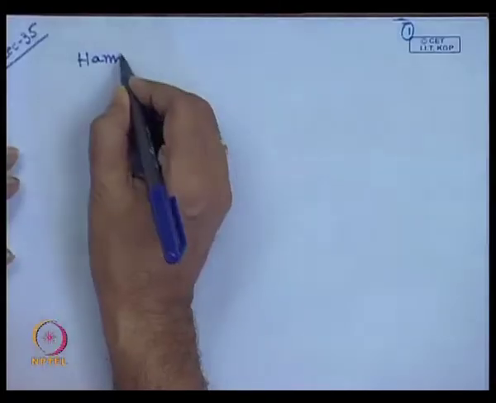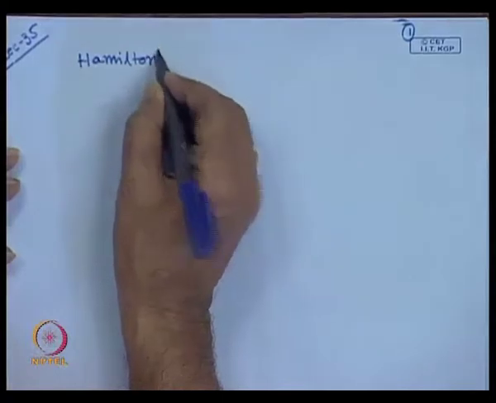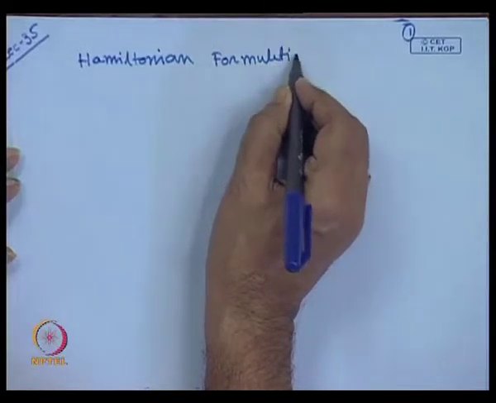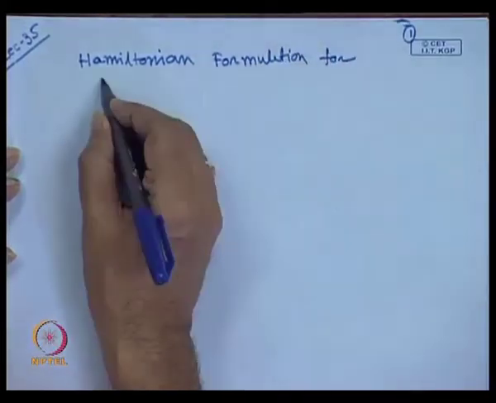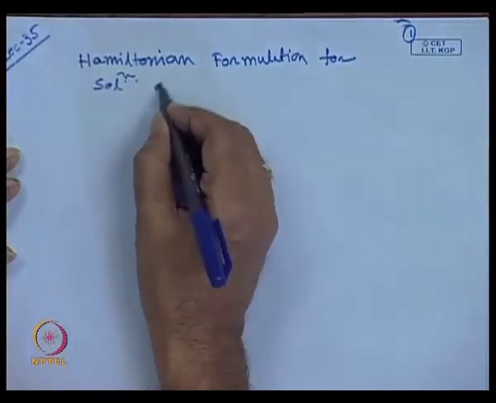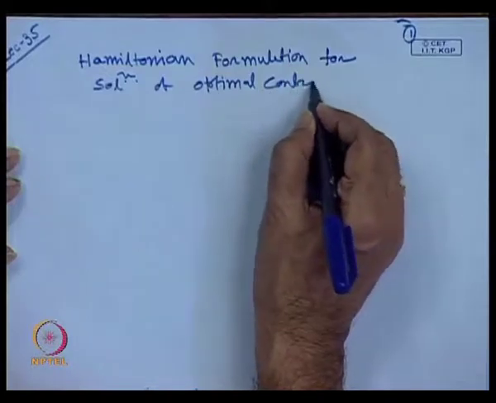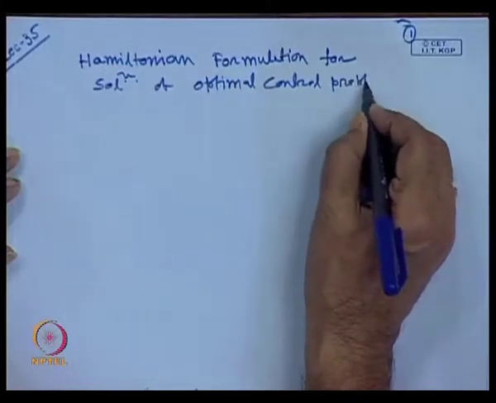Discuss the Hamiltonian formulation for the solution of optimal control problem, and then we will consider some numerical example. So, this is the Hamiltonian formulation for the solution of optimal control problem, of course, using calculus of variation.